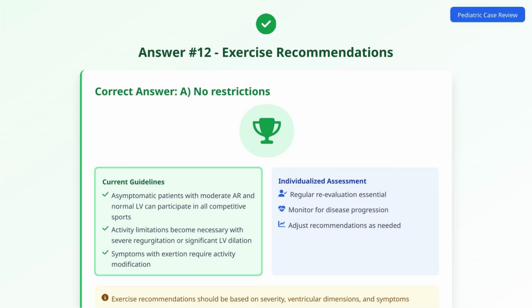According to current guidelines, asymptomatic patients with moderate aortic regurgitation and normal left ventricular size can typically participate in all competitive sports without restriction. Activity limitations become necessary when there is severe regurgitation, significant left ventricular dilation, or symptoms with exertion. However, management should be individualized, and patients should be regularly reevaluated as the condition may progress over time.